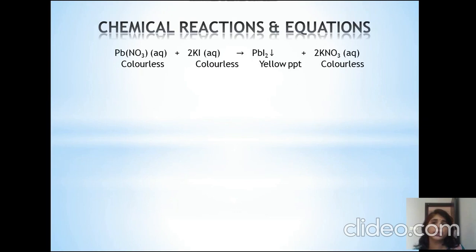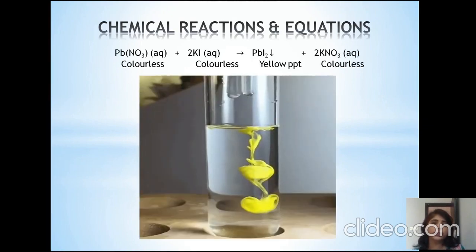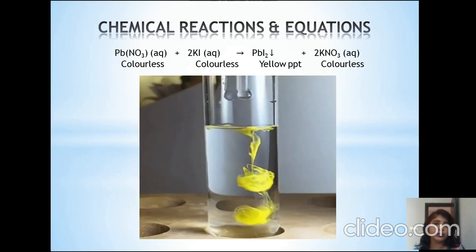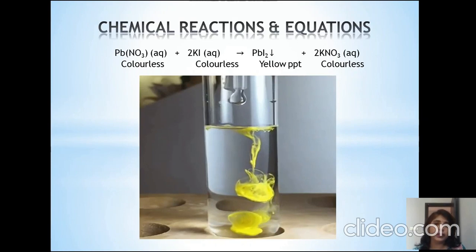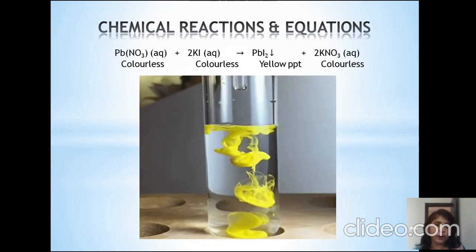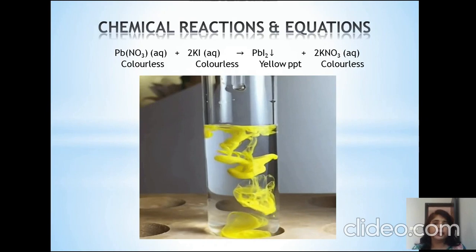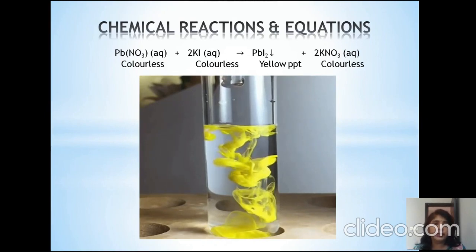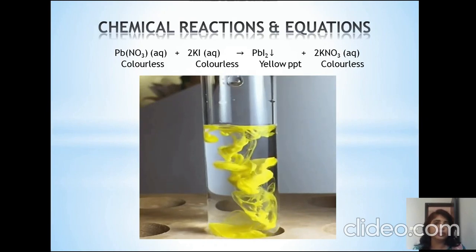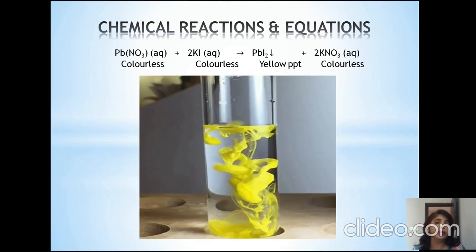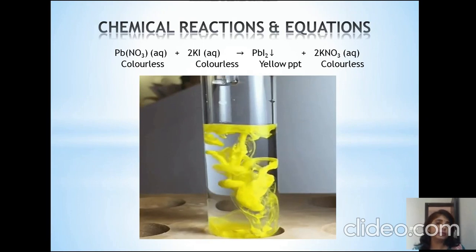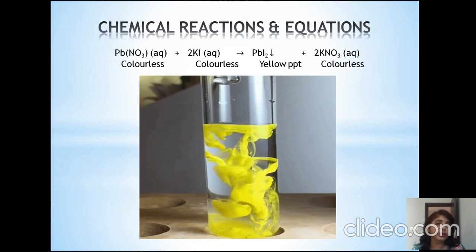Both the solutions are colorless. A yellow precipitate of lead iodide is formed, which turns the solution yellow. You see, KI, which is colorless, is added dropwise. Lead nitrate is also colorless. As the drop falls in the lead nitrate, we'll find that the solution turns yellow due to formation of lead iodide. See, with each drop the intensity of the yellow color increases.